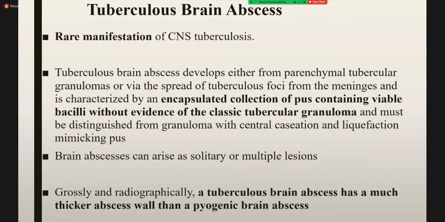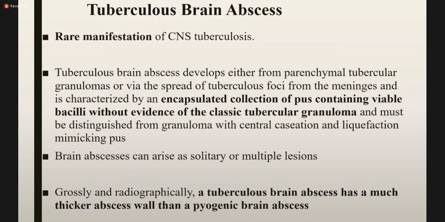The third manifestation is tuberculous brain abscesses, which is a rare manifestation of CNS tuberculosis. Tuberculous brain abscesses develop either from a parenchymal tubercular granuloma or via the spread of tuberculous foci from the meninges. And basically this is characterized by how they look. These are encapsulated collections of pus containing viable bacilli without evidence of classic tubercular granuloma.